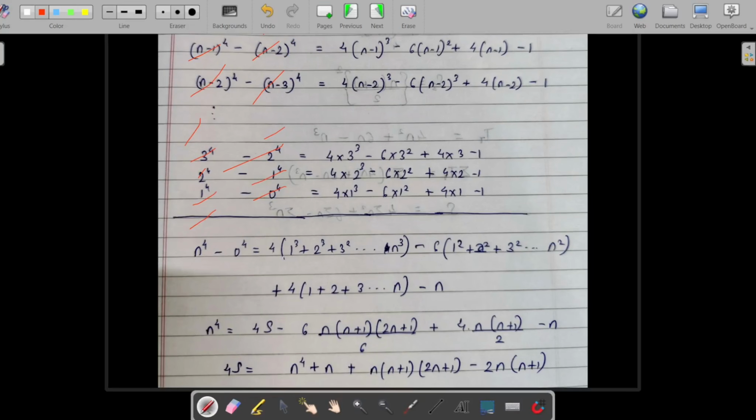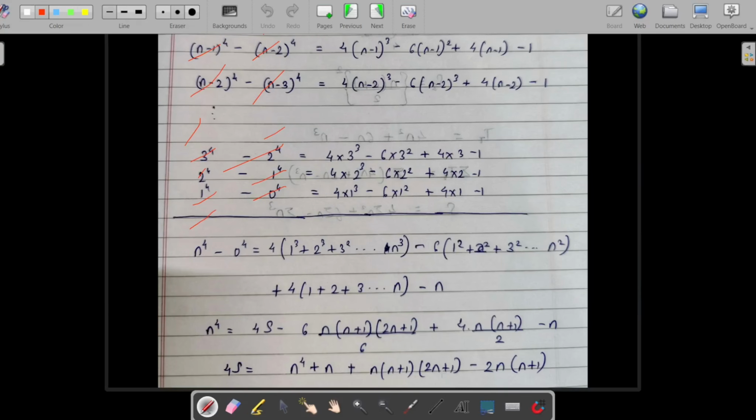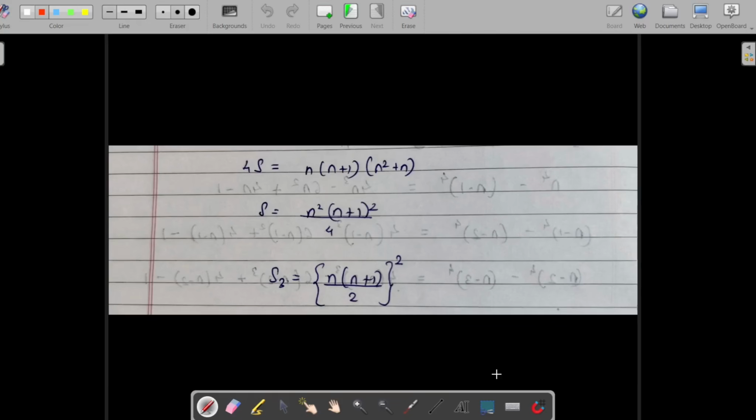Let us call the required sum as s, minus sum of first n squares plus sum of first n natural numbers minus n. So move all these terms here, and when you simplify, you can take these terms out common. This is n into n plus 1, n into n plus 1, so this will become 2n plus 1 minus 2. So you will find after simplifying that you will get 4s is equal to n into n plus 1 into n square plus n.